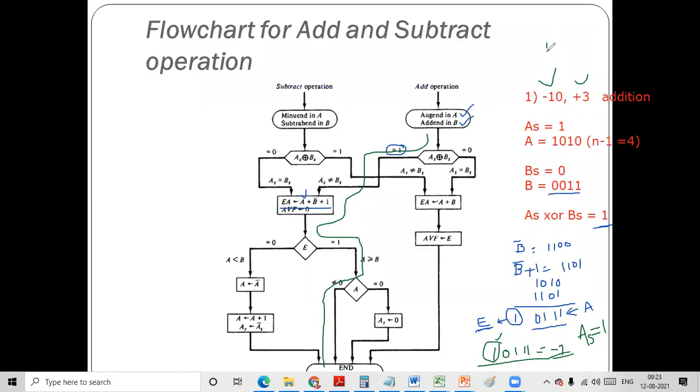Similarly, you can see all the possible cases. 10 minus 3 addition. Okay. Or 10 plus 3, minus 10 plus of minus 3. All possible 4 cases. You can go any of these ways. It will reach the end point. Okay. So this is the sign magnitude method of addition and subtraction, right? So do you require any other example, or shall we move to the next topic? No, ma'am. Okay, so we'll move to the next topic.